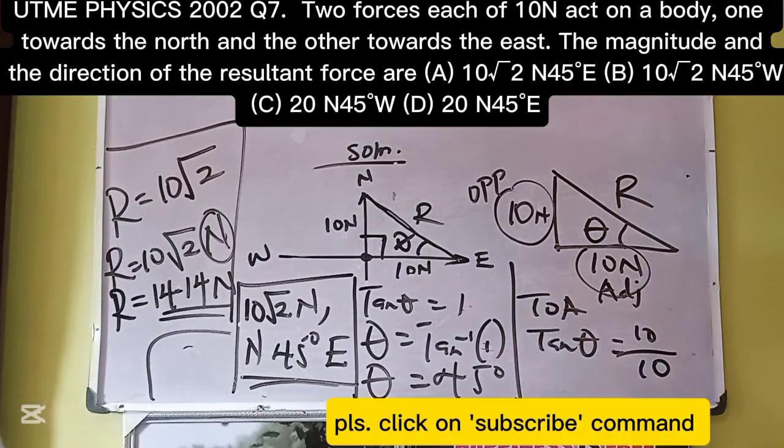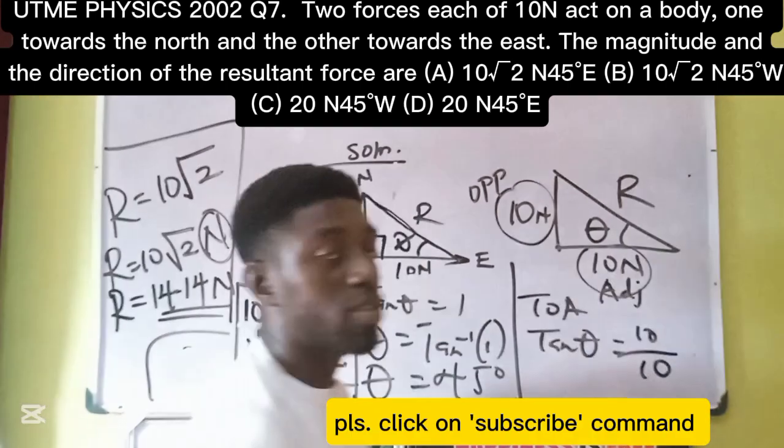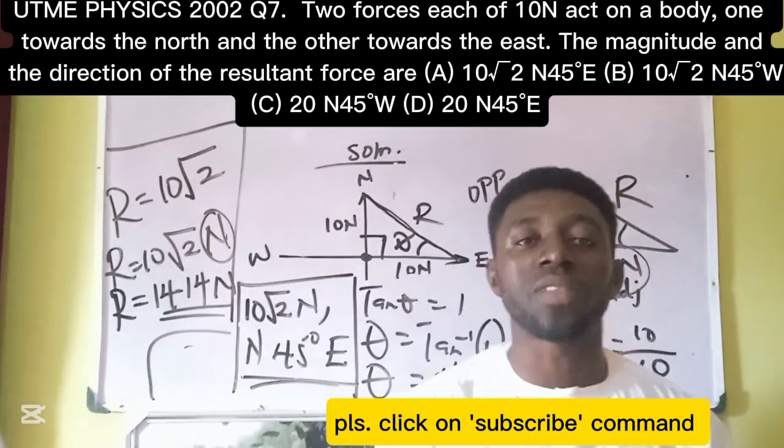You can observe the best option there is option A: 10 surd 2 Newton, 45 degrees east of north.